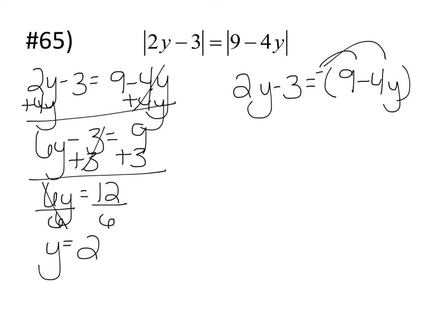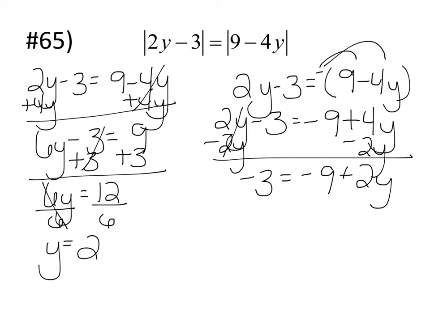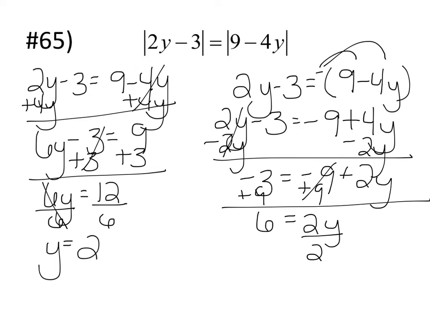I'm going to distribute the negative. So I get 2y minus 3 equals negative 9 plus 4y, because a negative times a negative is a positive. I'm going to subtract 2y from both sides, giving me negative 3 is equal to negative 9 plus 2y. Add 9 to both sides. So I get 6 is equal to 2y. Divide both sides by 2, you get 3 is equal to y.